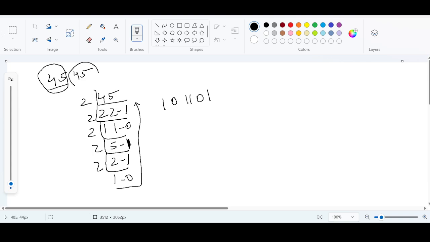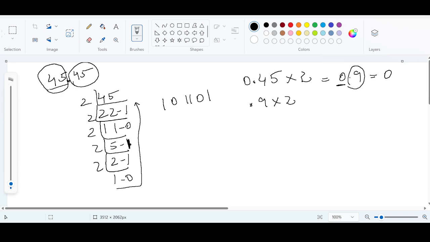Now calculate the equivalent binary number for the decimal part, which is 0.45. If it is a fractional part, you need to keep multiplying it by 2. For the integer part, divide by 2. For the fractional part, multiply by 2. After the multiplication, what will you get? 0.45 into 2 equals 0.90. Collect this integer part, 0, and keep it here. Take only the fractional part for the next multiplication.